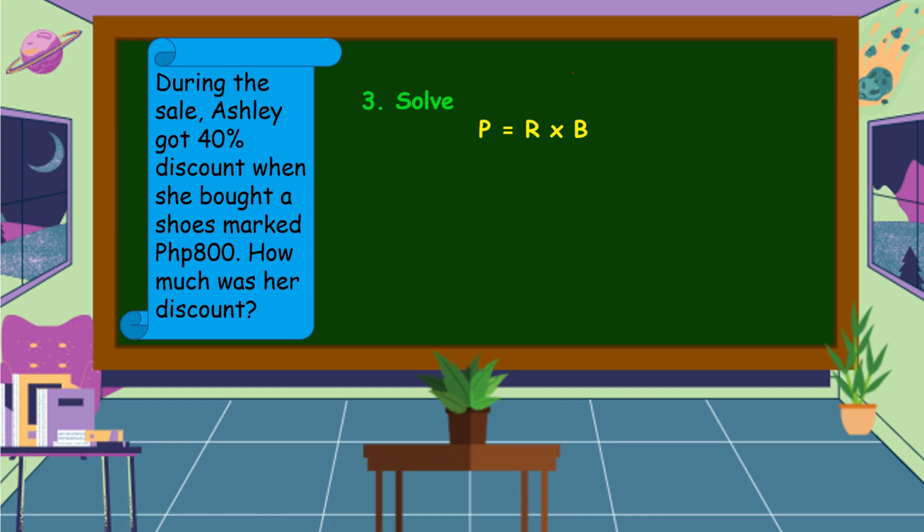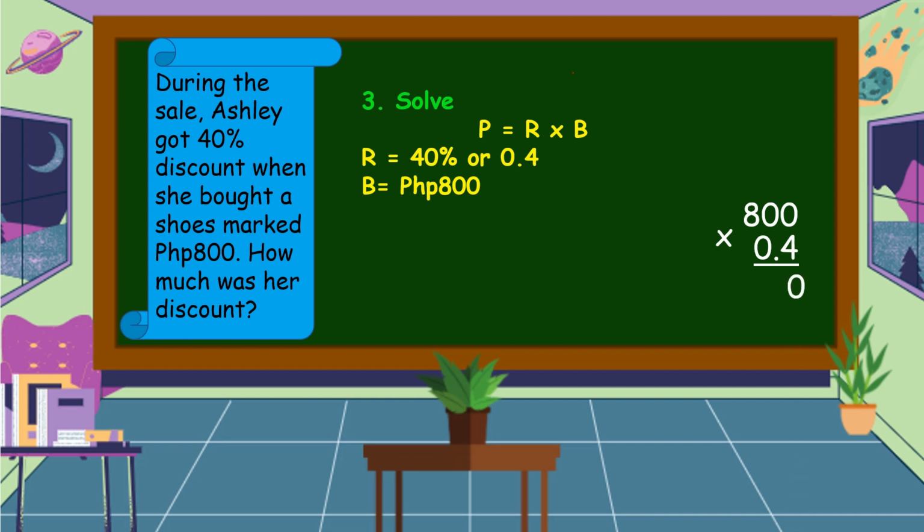Percentage is equal to rate times base. Ang ating rate is equal to 40% or 4/10, at ang base naman ay 800 pesos. So, let's multiply 800 times 4/10. We are going to multiply as if multiplying whole numbers.